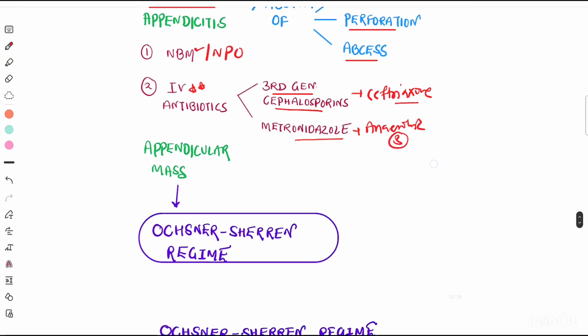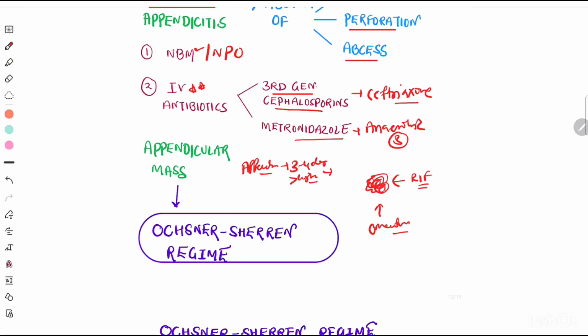And in case of appendicular mass, what happens if a patient of appendicitis presents after 3 to 4 days or after 48 hours in hospital? There will be formation of an appendicular mass in the right iliac fossa due to the property of the omentum.